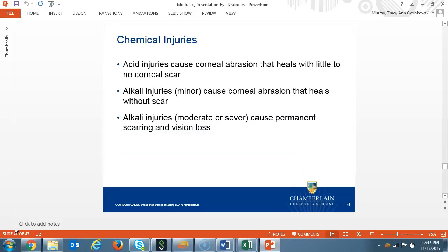So the takeaway points here with the chemical injuries are that acid injuries cause a corneal abrasion that typically heals with little to no corneal scarring. Alkali injuries that are minor cause a corneal abrasion that heals without a corneal scar. And alkali injuries, which are moderate or severe, cause permanent scarring and vision loss.